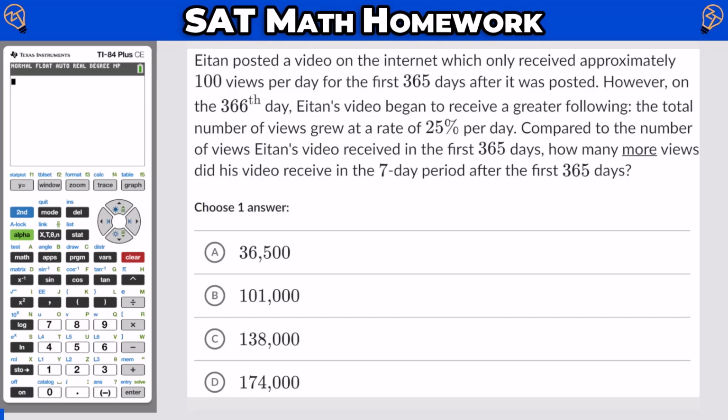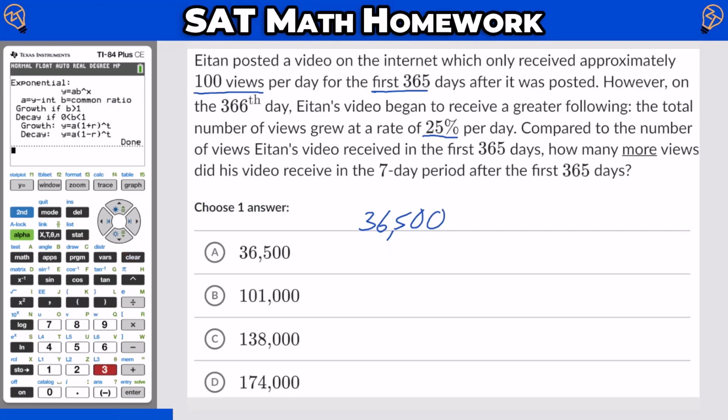So notice it says that in the first 365 days, this video got 100 views per day. In other words, if we do 100 times 365, which is 365 with 2 zeros attached to it, that's the total number of views that the video had after those 365 days. Then notice on the 366th day, his video began to essentially go viral. It was growing at a rate of 25% per day. So that is now an exponential kind of concept.